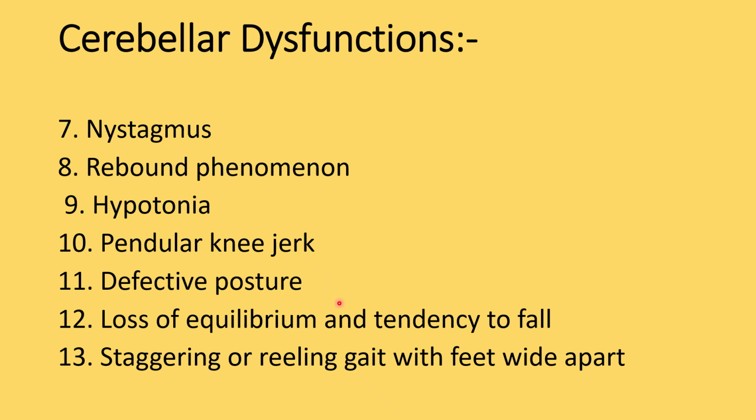Loss of equilibrium, with a tendency to fall. If there is a lesion in the flocculonodular lobe, we can see the loss of equilibrium. A staggering and reeling gait with wide feet, seen in defective equilibrium, occurs in cerebellar lesions.